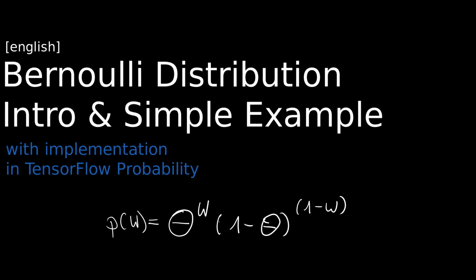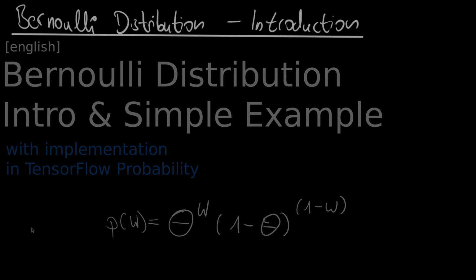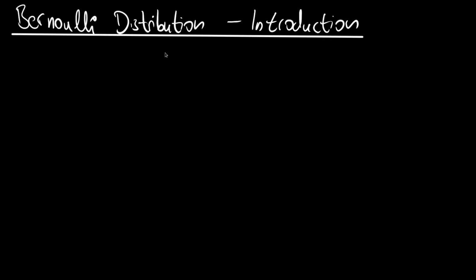Today we want to look at the Bernoulli distribution. I want to give an introduction and then we will look at how this is implemented in TensorFlow Probability. So it's about the Bernoulli distribution. This is probably one of the simplest distributions, probability mass function, that you will encounter. And it is associated with discrete events that can only take two values.